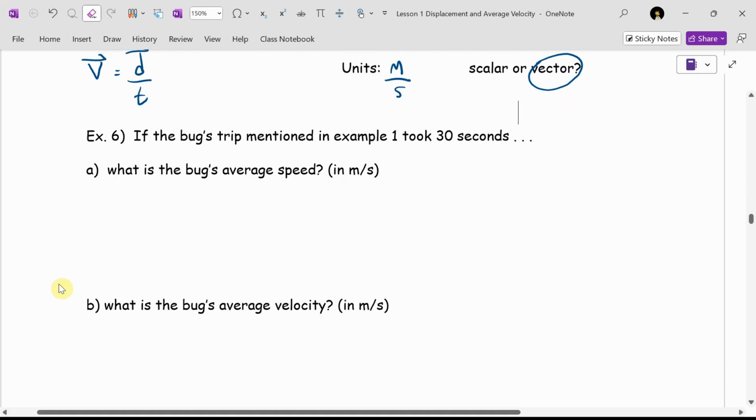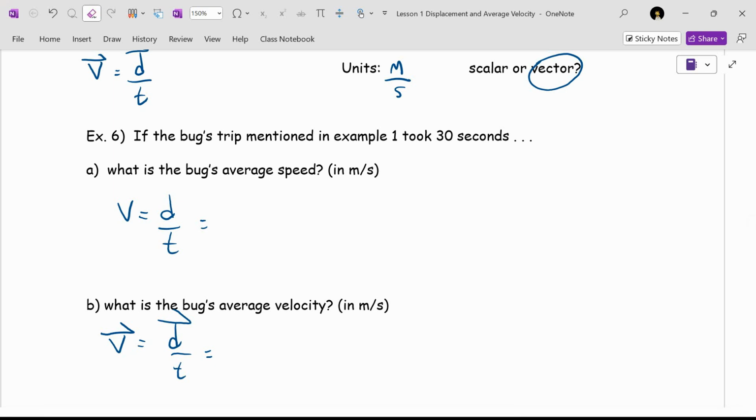So example 6 says, if the bug's trip mentioned in example 1 took 30 seconds, I'll scroll back. You can stay here. It says, what's the bug's average speed? Average speed is going to be distance over time, and average velocity is going to be displacement over time. In both of these situations, Laney, what's the time? What does example 6 say the time is? Yeah. How do you know that's 30 is time?